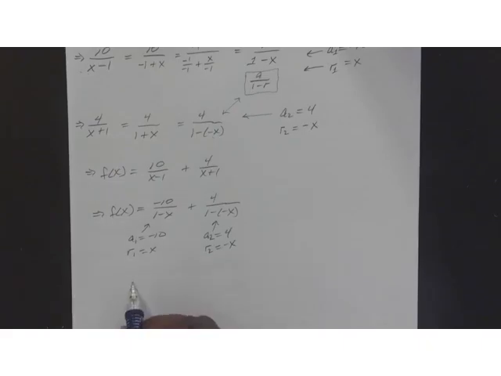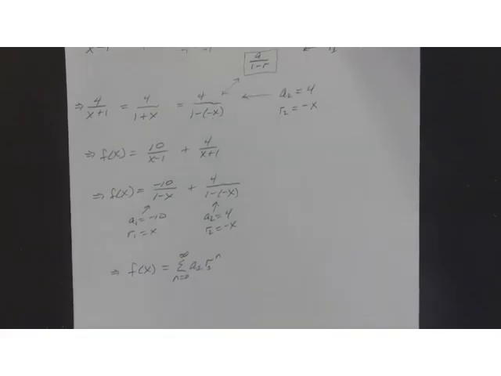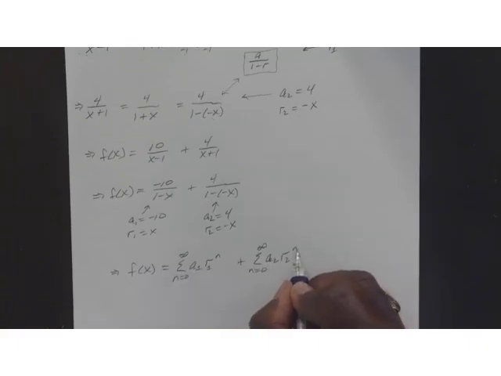So now we know that we could take our function f of x and convert that to a power series: the sum from n equals 0 to infinity of a number 1 times r number 1 to the power of n, plus the sum from n equals 0 to infinity of a number 2 times r number 2 to the power of n. So we're going to take that function and rewrite it as the sum of two power series.